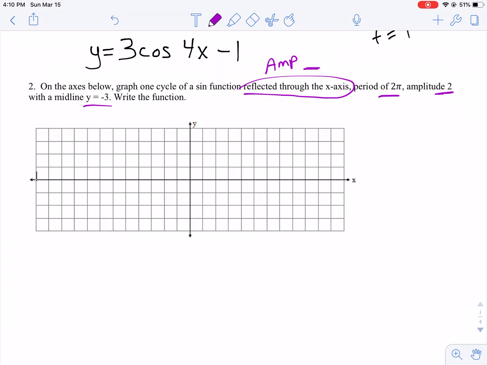The midline is y equals -3. I think we're going to be off the graph. Oh well. So here's y equals -3. That's your midline. -1, -2, -3, -4. I don't know how far we have to go.